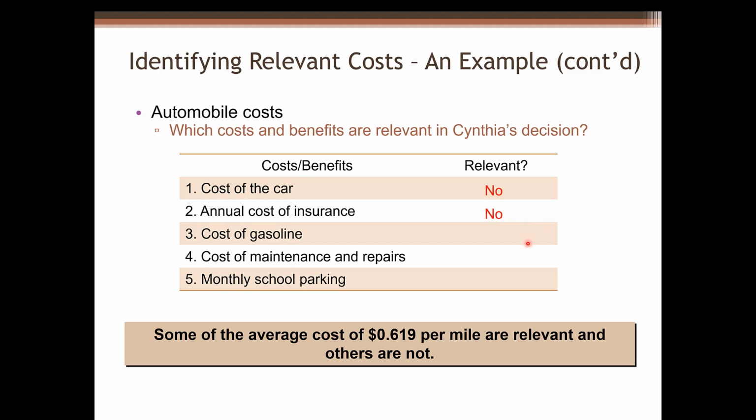Cost of gasoline? Yes. Cost of gasoline is avoidable if Cynthia takes the train. Cost of maintenance and repairs is relevant because in the long run, these costs depend on miles driven. More miles driven, higher likelihood maintenance and repairs are needed. Monthly school parking is irrelevant because it's not a differential cost. As long as Cynthia attends school, she needs to pay monthly parking.